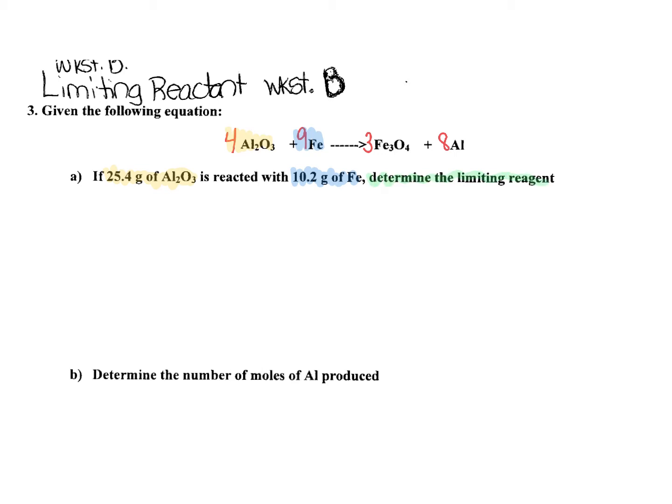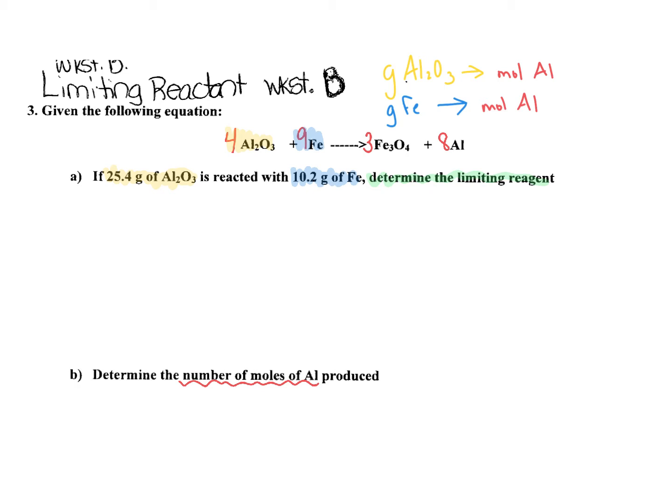So remember that what we're going to do is go from our grams of aluminum oxide and find out how much of a product is made. Now, I am going to notice that I'm later asked to find the number of moles of aluminum. So I'm going to find out how many moles of aluminum that many grams of aluminum oxide make. Then I'm going to take my grams of iron that I'm given and find out how many moles of aluminum that's going to make. Once I find whichever one is less, that's going to be my limiting reagent.